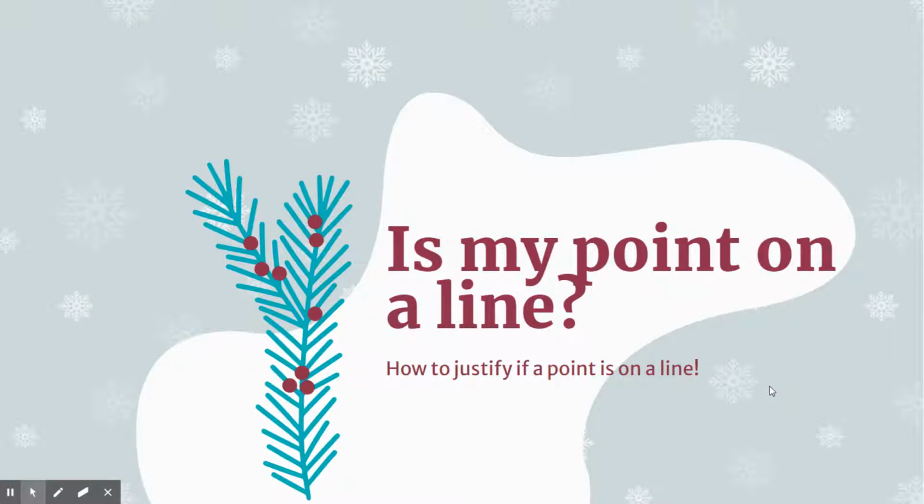We've learned how to identify slope, y-intercept. We've learned how to find the slope from points, find the slope from a table, find the equation from a graph, table, or points. Now we're going to look at, is my point on a line? How to justify if a point is sitting on a line, okay?